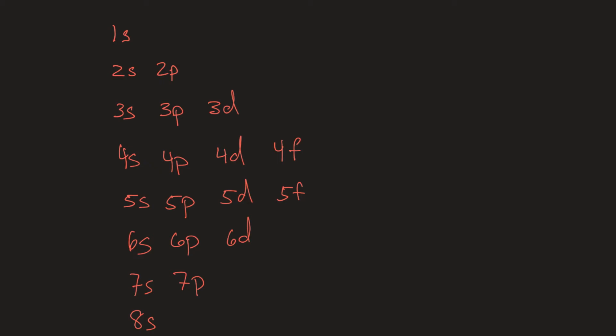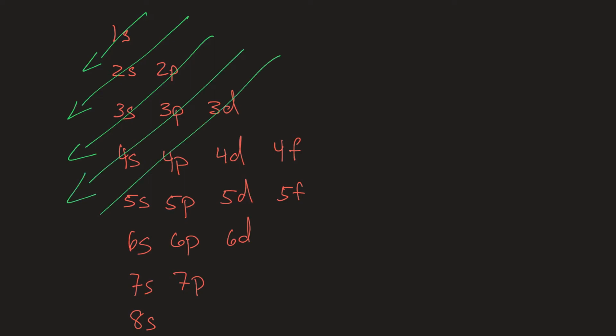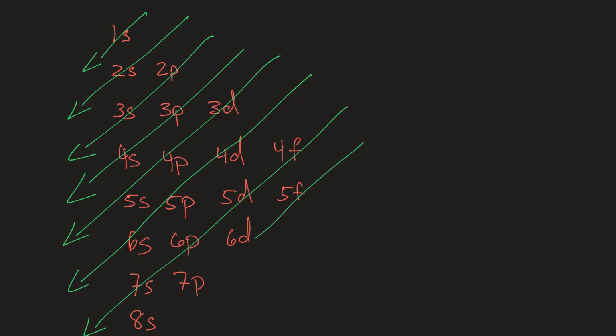Now, that was the neat handwriting part. Now comes the straight line part. So I'm going to make diagonal lines through all of these. And as we follow those diagonal lines, that ends up being the filling order that electrons go into atoms.